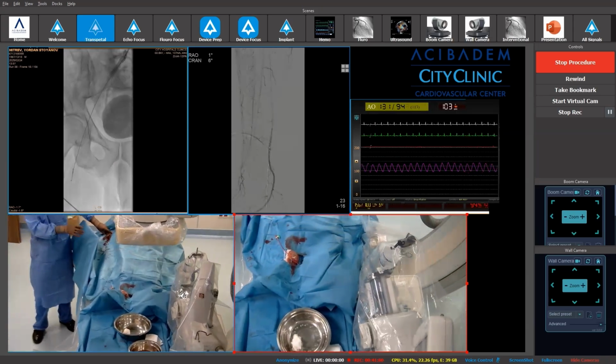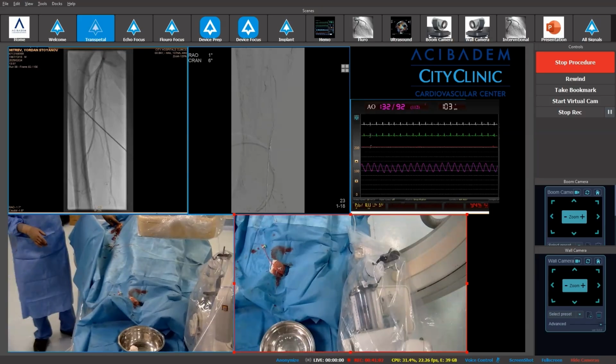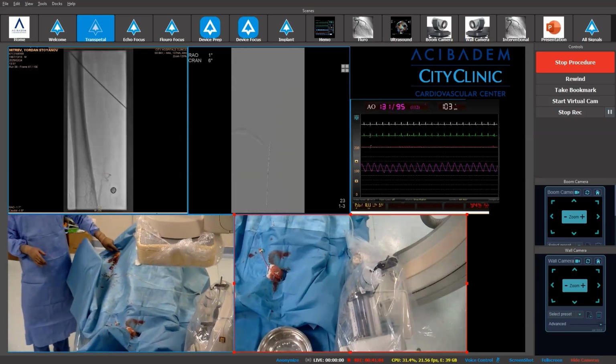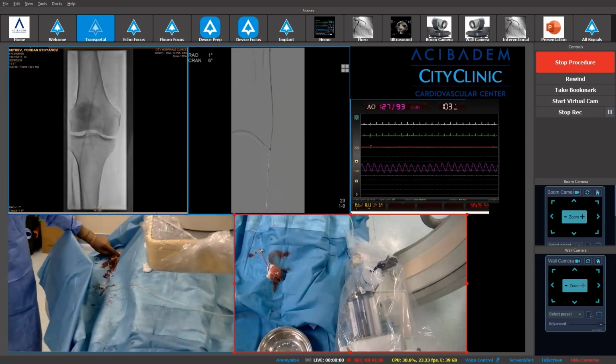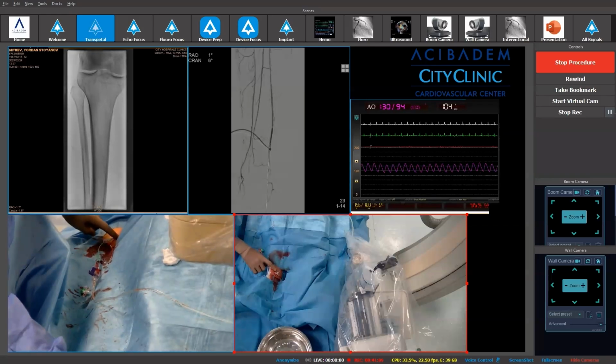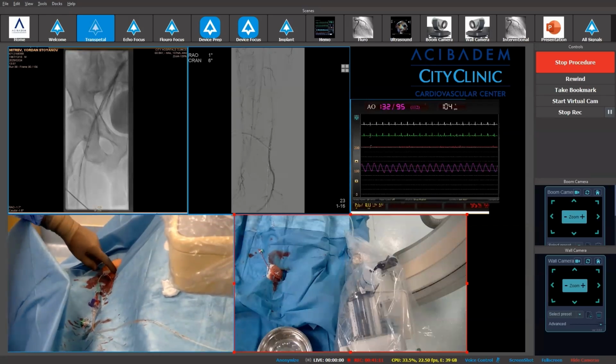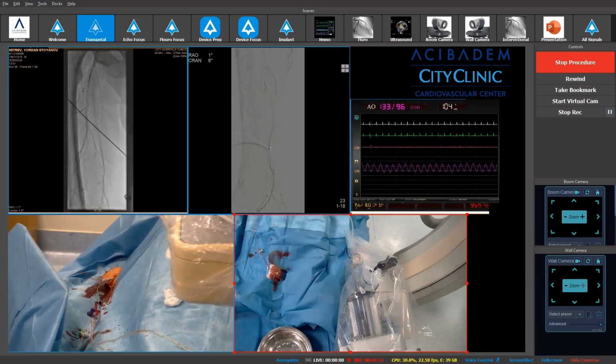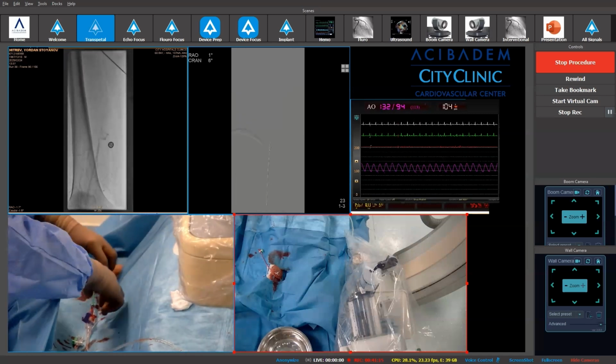You probably see my finger over the 5 French sheath on the arm, and of course, the five French sheath on the tibial. So it's an elegant five French vascular access.